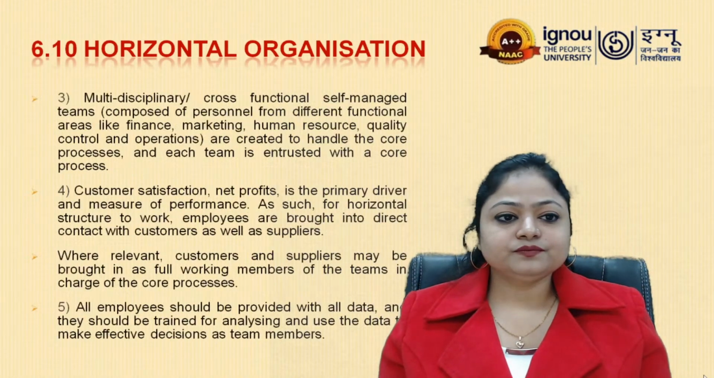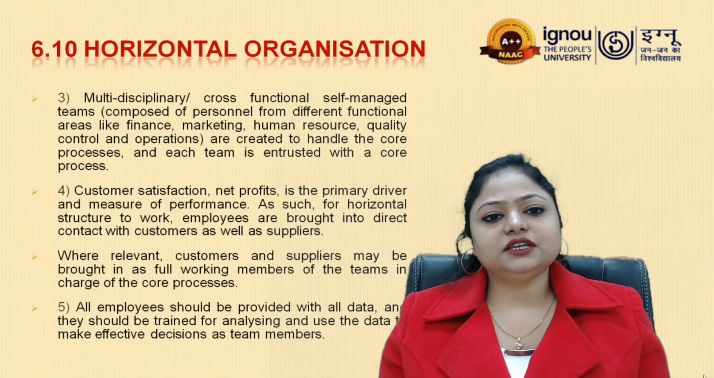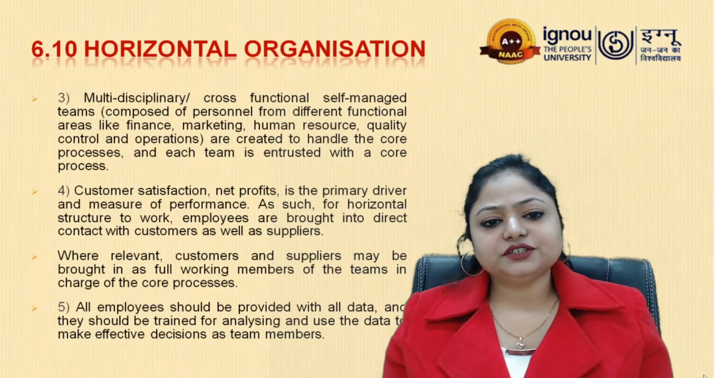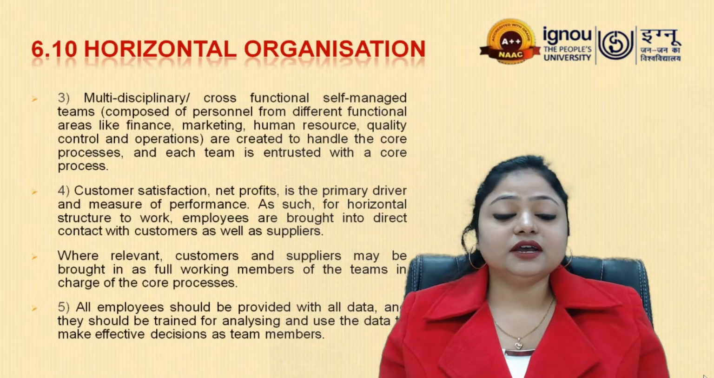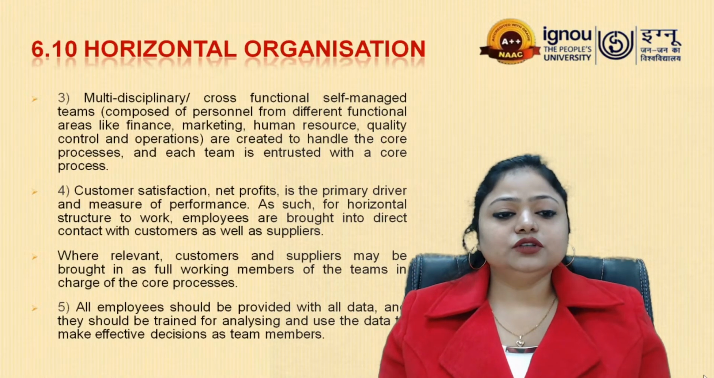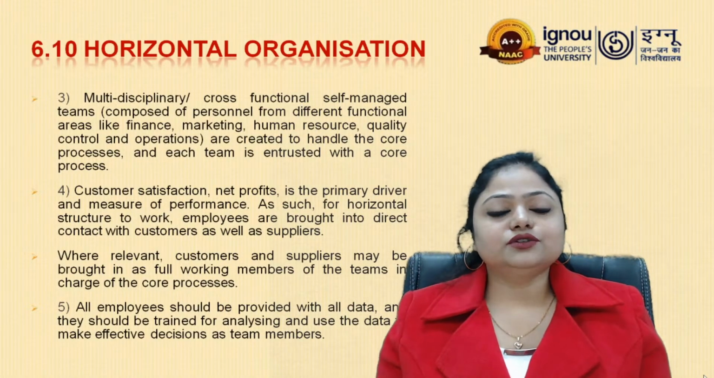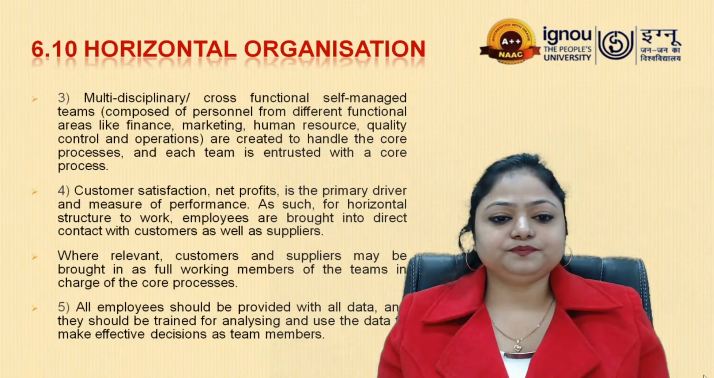This is done by cutting the minimum activities within each process. Multidisciplinary and cross-functional self-managed teams, like finance, marketing, HR, quality control and operations, are created to handle the core processes. Each team is entrusted with a core process. Customer satisfaction and net profit are the primary drivers and measures of performance in a horizontal type of organization.